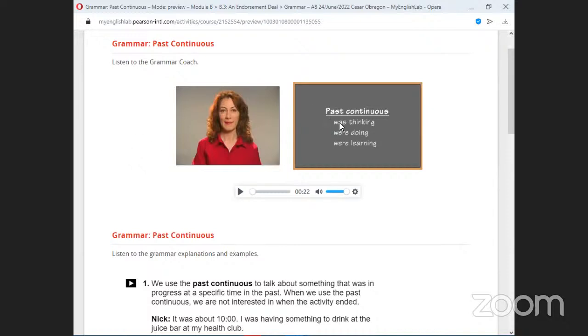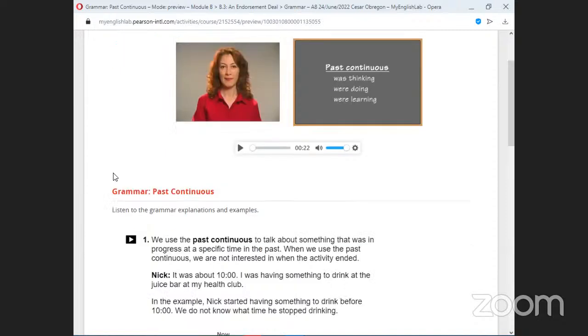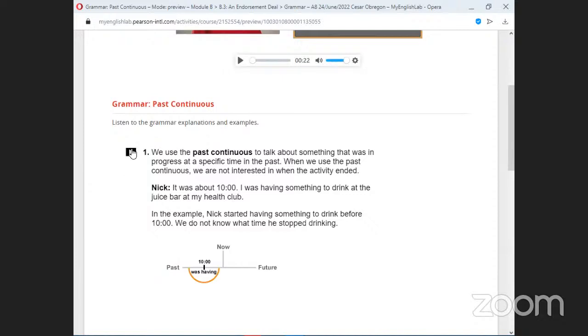Okay, so let's see, past continuous. Well, in the examples that we have here on the right-hand side, past continuous, we use was, and then thinking, were, doing, were, learning. Okay, so we are using a form of the verb be in the past and also using the continuous form. I'm pretty sure we know this, but let's look at some explanations about the past continuous. Are you ready? Okay, I'm gonna play the audio. We're gonna listen to the instructions and then just do a quick review, okay?